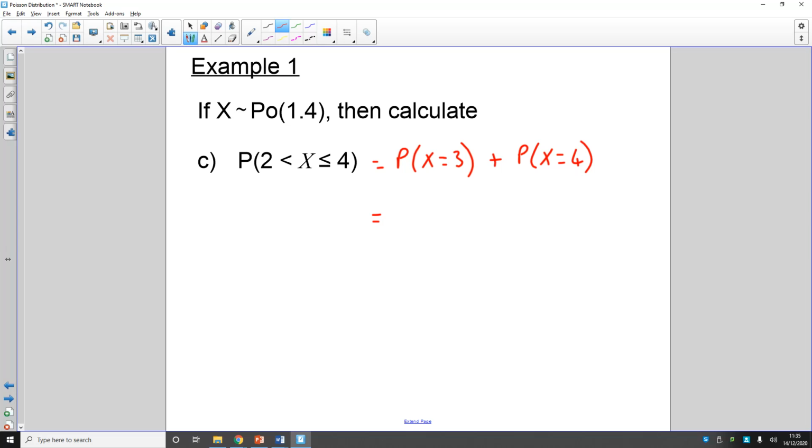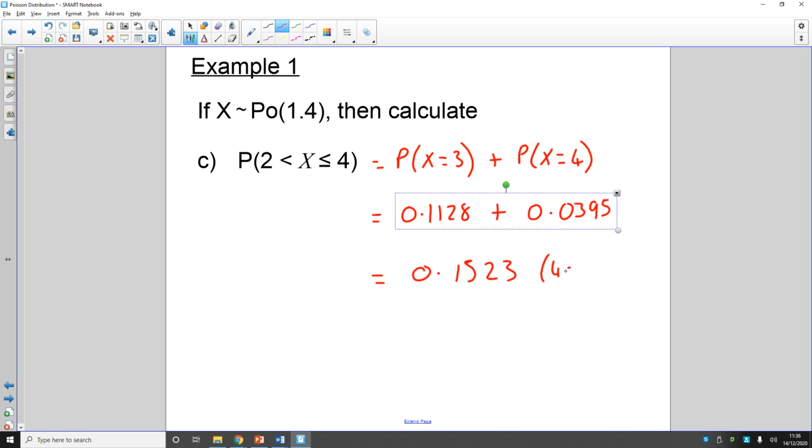So this is a check for you. Pause this now and type the information in on your calculators and then check your information. So for the probability that X is equal to 3, correct to 4 decimal places would be 0.1128. And for the probability that X is equal to 4, it would be 0.0395. And that again is correct to 4 decimal places. And then your final solution, when we put those together, will be 0.1523. And that is your final solution, correct to 4 decimal places.